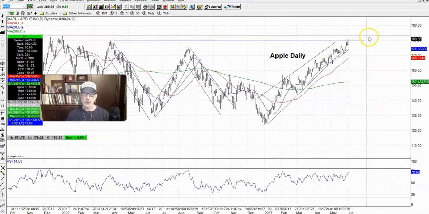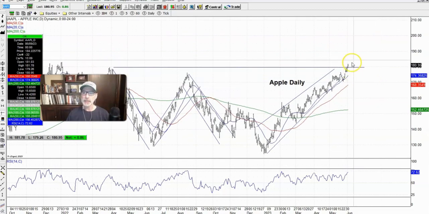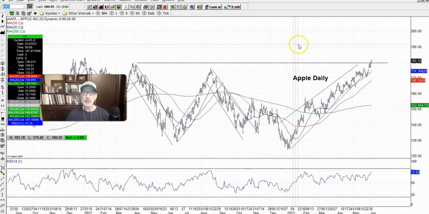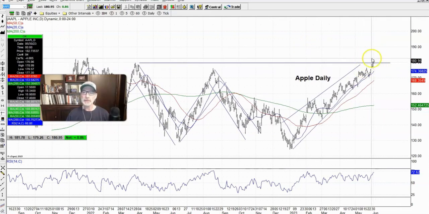Okay, so we're just about there. So we want to see Apple either consolidate above the resistance line and then move higher. For the bulls at least, we don't want to see it drop back down and get rejected. So we want to see the bulls continue next week and beyond and make all-time new highs for Apple. So right here is the make or break area, right in these low 180s.